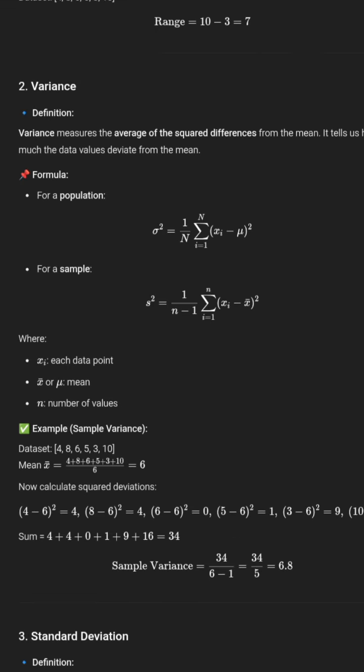Next is variance. Definition: variance measures the average of the squared difference from the mean. It tells us how much the data values deviate from the mean. We can see the formula.